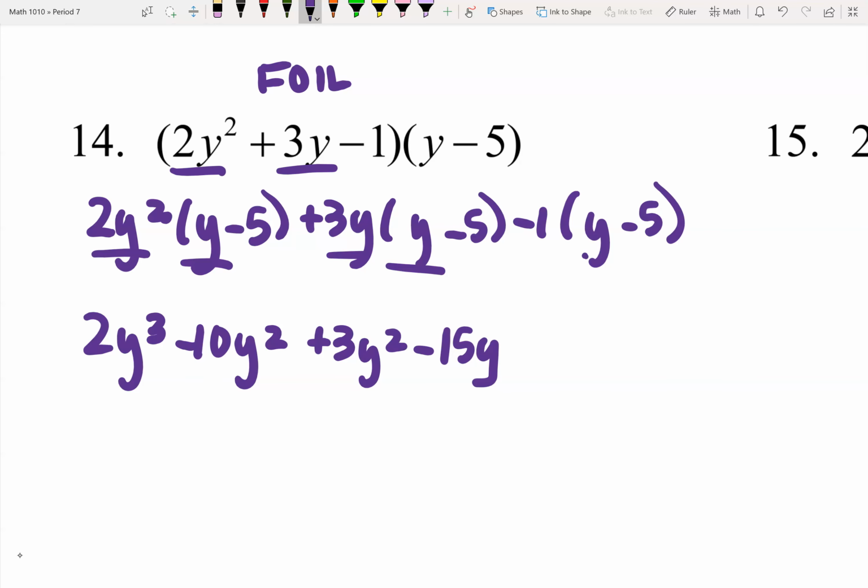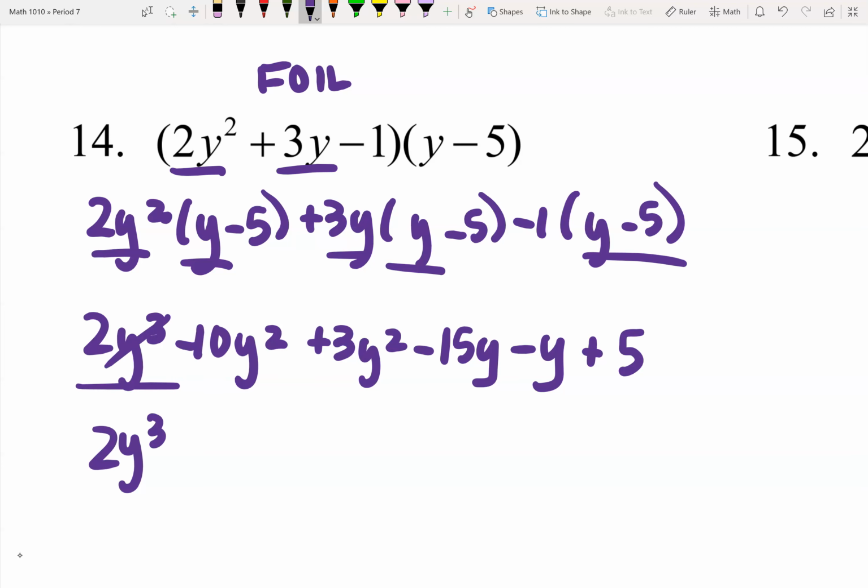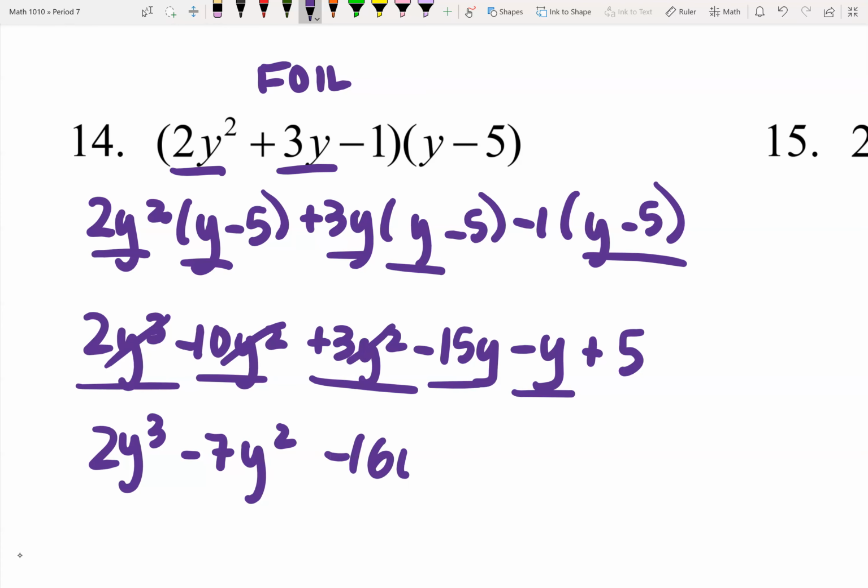Multiplying by a negative 1 changes both of those signs, negative y plus 5. Clean it up. This guy has a y to the third, nobody else does, so that's a 2y to the third. This guy has y squared, this guy has y squared. I write down my y squared. Negative 10 plus 3 is negative 7y squared. This guy has a y, this guy has a y, that's a negative 16y plus 5. That's my answer, and I'm done.